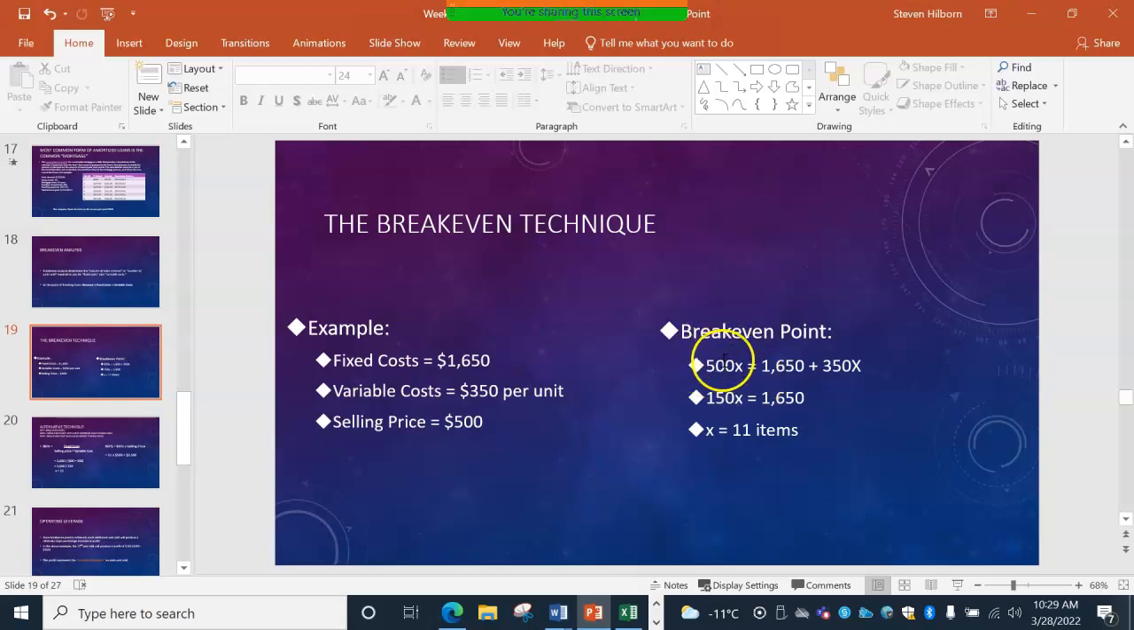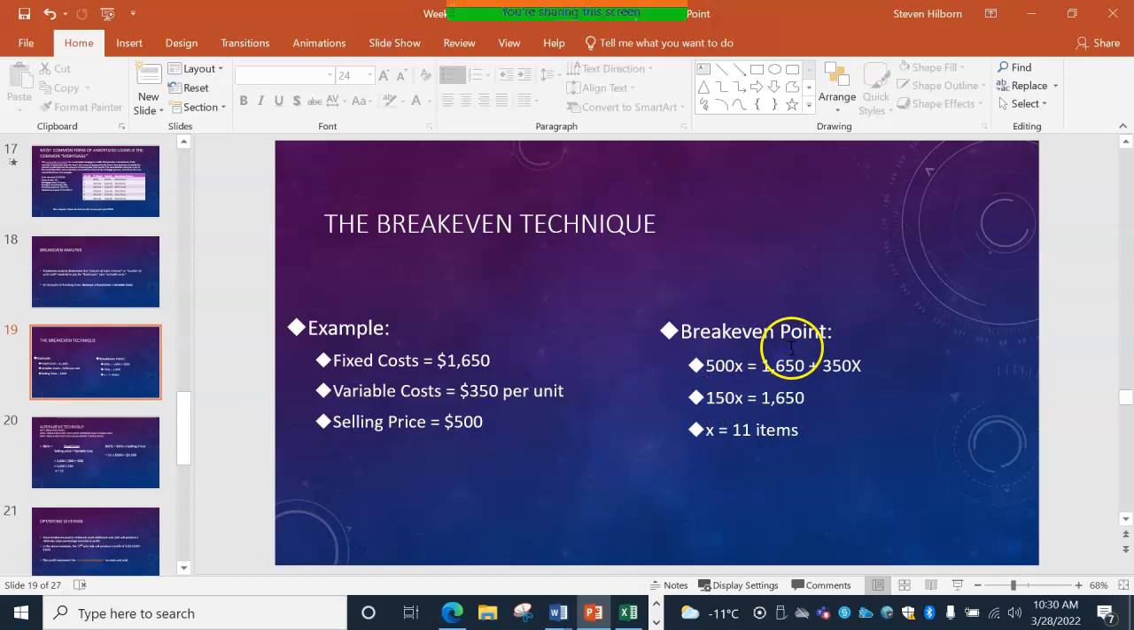So 500, which is the selling price, times X, where X is how many we need to sell, equals 1650 plus 350X, okay? So this is going to be your formula. It's always going to be the selling price times X, where X is how many units, equals 1650 plus 350X. So what we're going to do here is move over the 350X and subtract it from here, basically showing us this is our take-home amount from that sale.